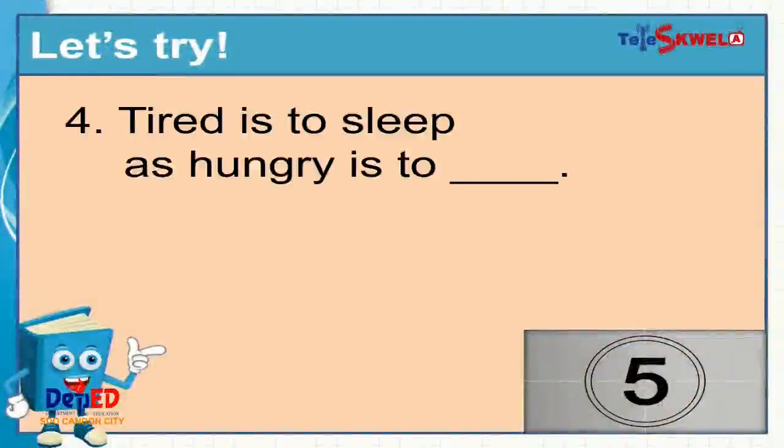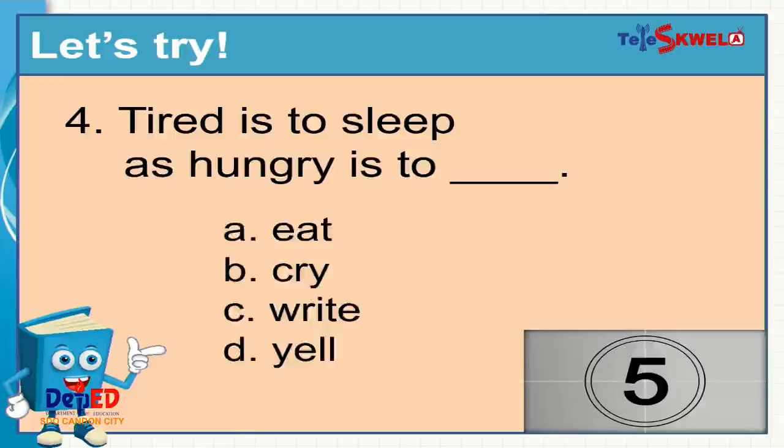Number 4, tired is to sleep as hungry is to letter A, eat, letter B, cry, letter C, write, and letter D, yell. The answer is letter A. When you are tired, you should sleep, and when you are hungry, you should eat. These words have cause and effect relationship.